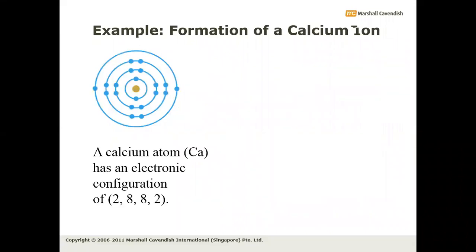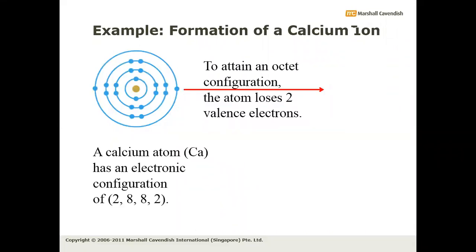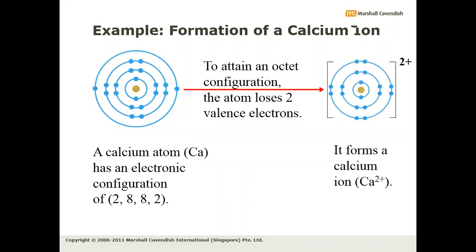For calcium, you see it has 2 electrons in the outermost shell, and it will lose 2 electrons. Again, the outermost shell is lost, and it will have 3 shells now, and the electronic configuration will change from 2, 8, 8, 2 to 2, 8, 8, sorry, and its outermost shell is completely filled now, and it has a stable arrangement of electrons by losing two electrons.